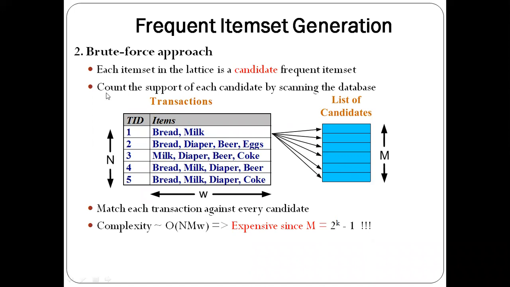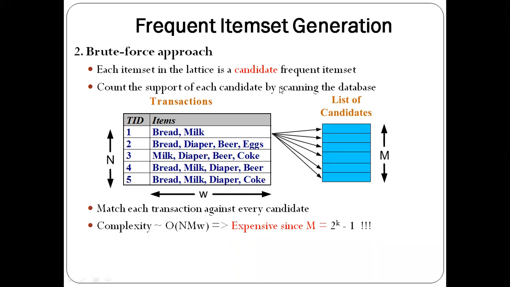So see here, in the case of the brute force method, each item set in the lattice will be considered as a candidate frequent item set. Totally we have 6 items: bread, milk, diaper, beer, eggs, and cola. Those single items form the 6 candidate item sets, and then combinations of 2 items like bread, milk, bread, diaper, bread, beer, and diaper, egg, and so on. In general there will be M candidate item sets, which is equal to 2 raised to k minus 1. All those item sets will be considered as candidate item sets.